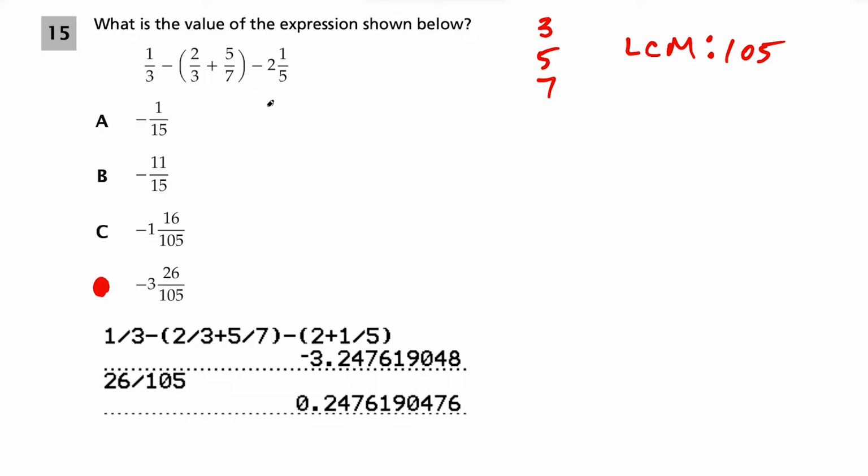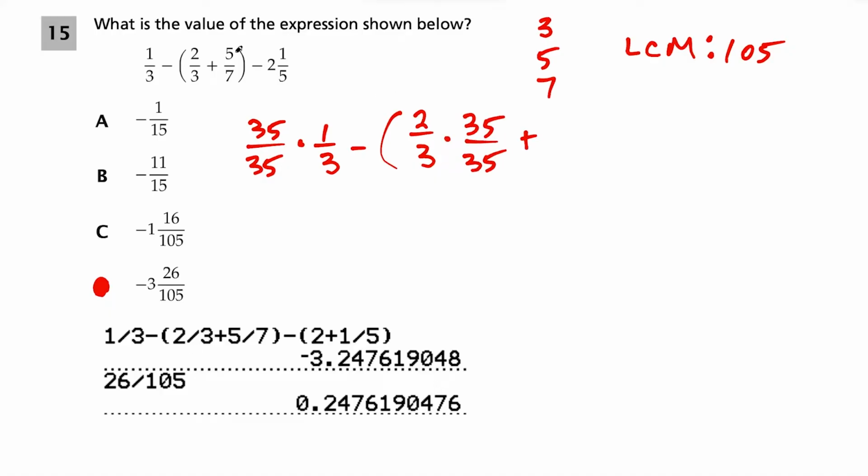So if I go piece by piece, the first fraction here, I would multiply by 35 over 35. So I have 35 over 35 times 1/3. And then minus, in parentheses, I have 2 over 3. This one I would also have to multiply by 35 over 35. And then we have plus 5 over 7. To turn 7 into 105, I'd have to multiply by 5 times 3, which is 15. So it helps to know what the other denominators are, because if I'm trying to turn the 7 into 105, I just have to multiply by the other two numbers. And now I have minus.